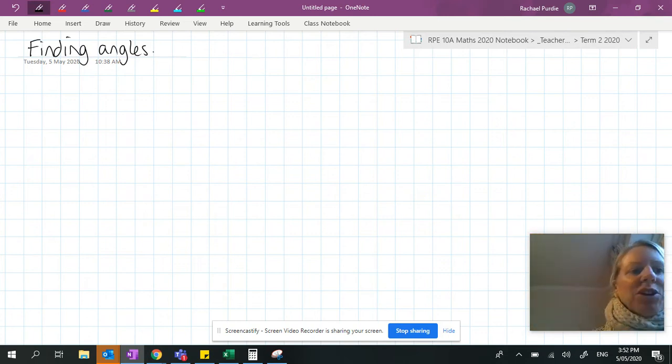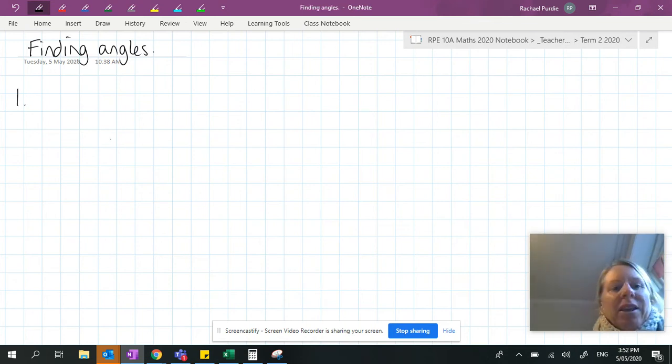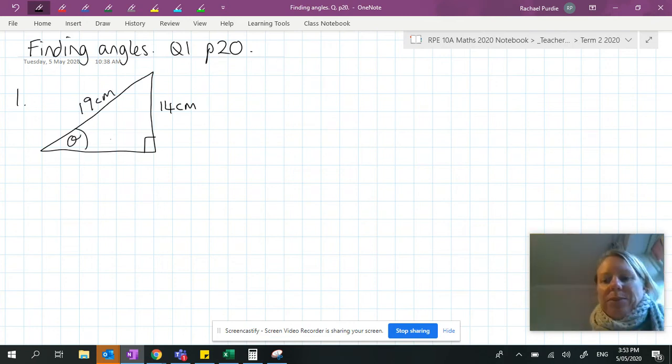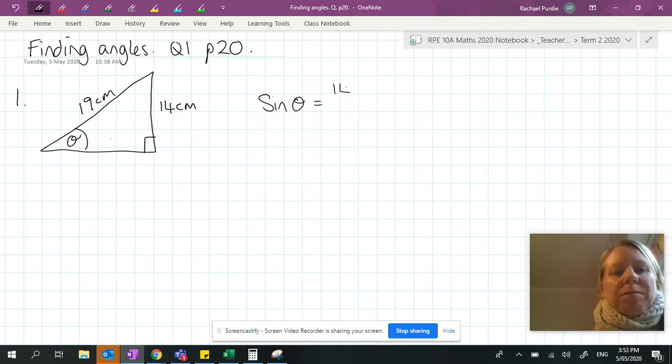Okay, so let's have a look at question 1. I'm on page 20. We've got a right angle triangle here. It has a side of 14 centimetres, hypotenuse of 19 centimetres, and then we've got theta there, and we don't know what it is. Your first step is labelling your sides. We've got O and H, so we're writing out sine theta equals 14 over 19, sine O over H.